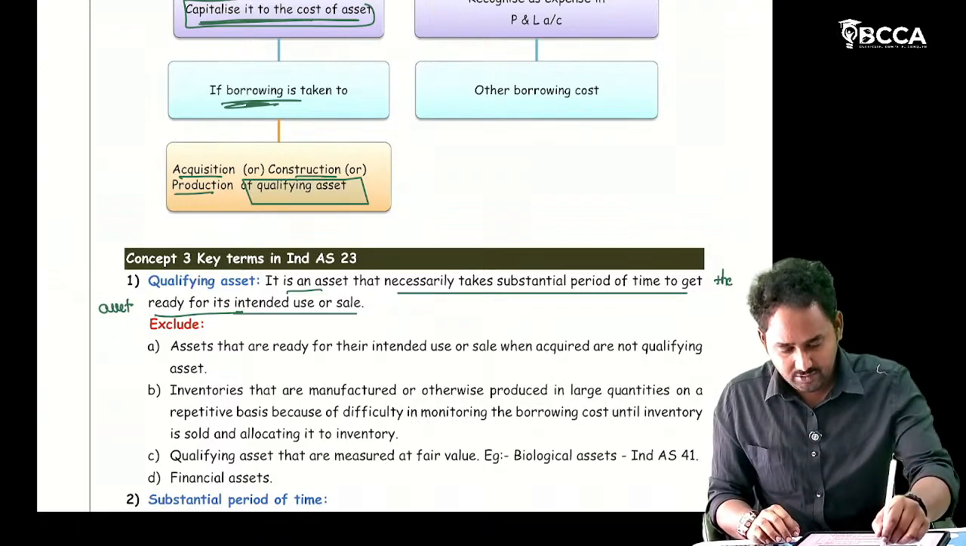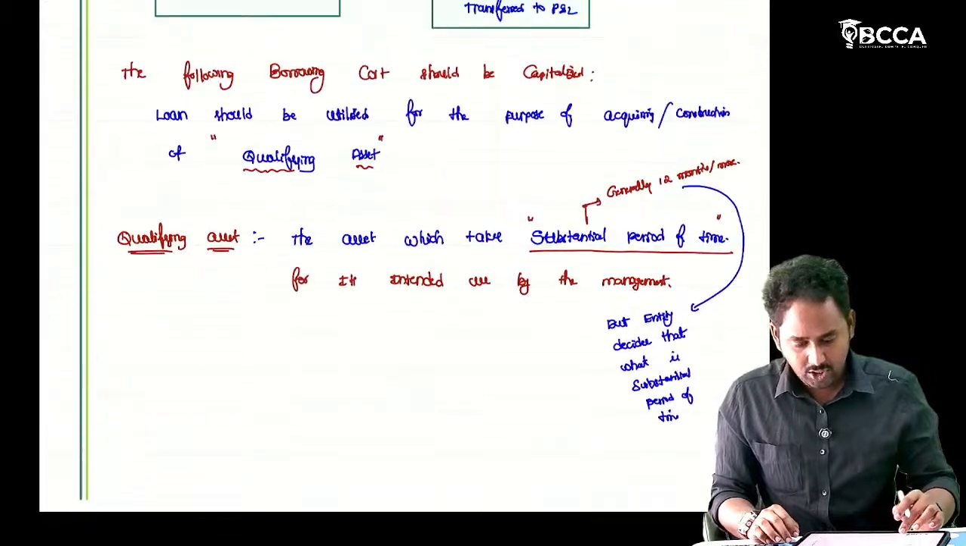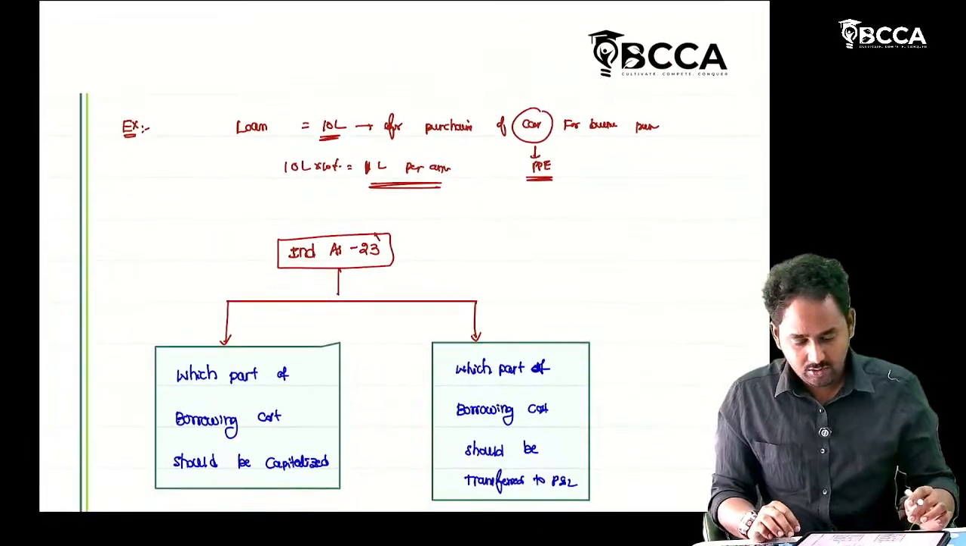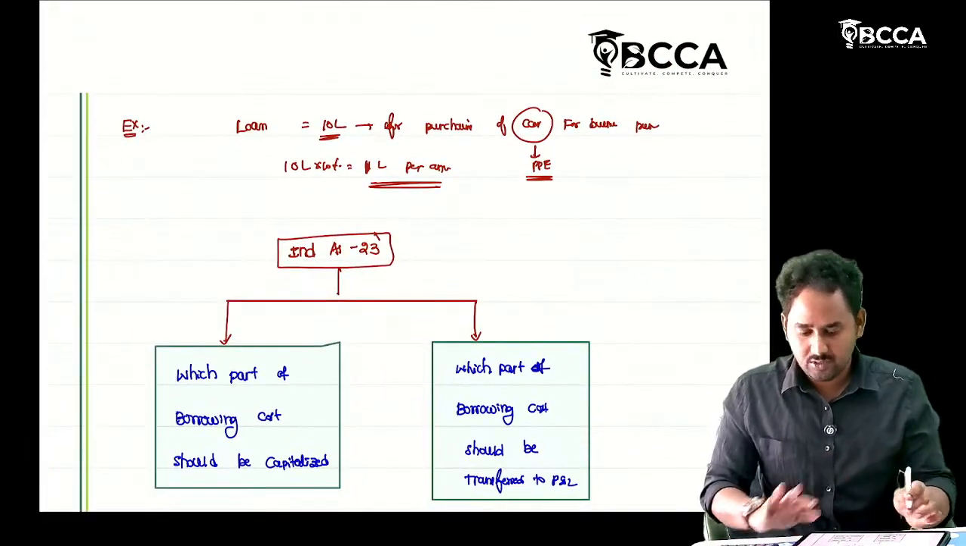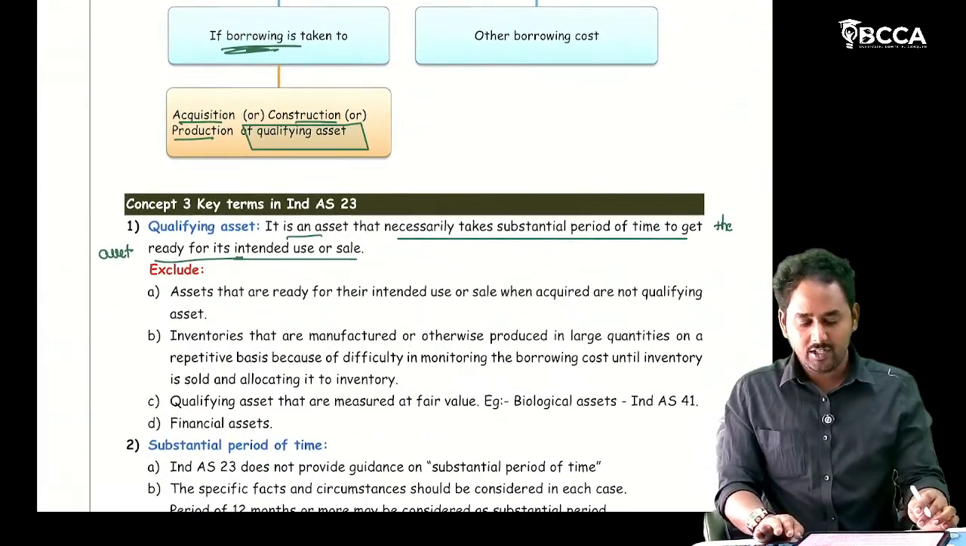So for example, I have shown you, right? I have purchased a car. So we connect with this. Wait, first we will complete the concept. Then what is meant by qualifying asset?